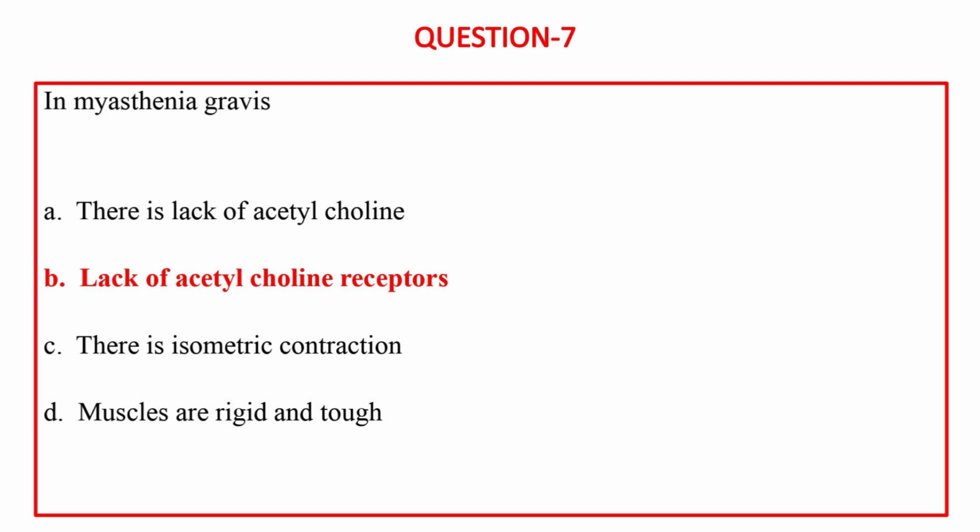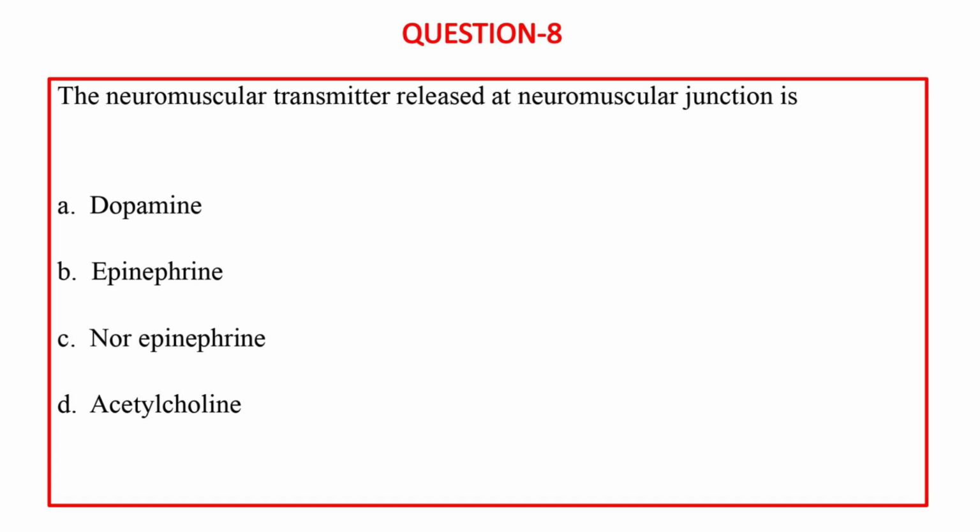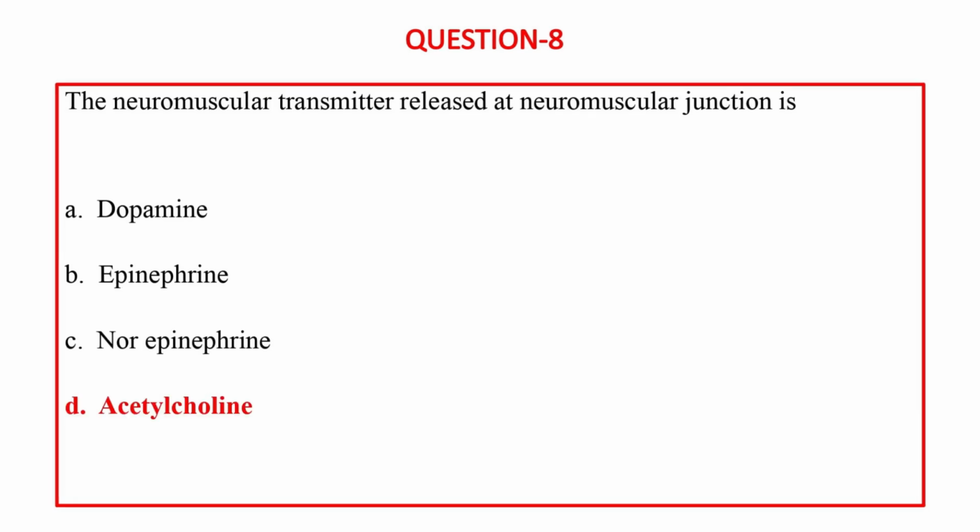So moving on to question 8. The neuromuscular transmitter released at the neuromuscular junction is, they've given 4 options: A. dopamine, B. epinephrine, C. norepinephrine, D. acetylcholine. The answer to this question is D. acetylcholine.